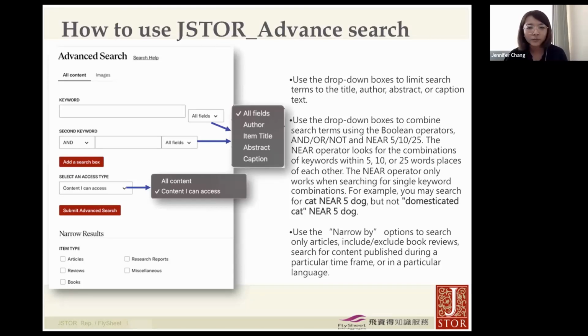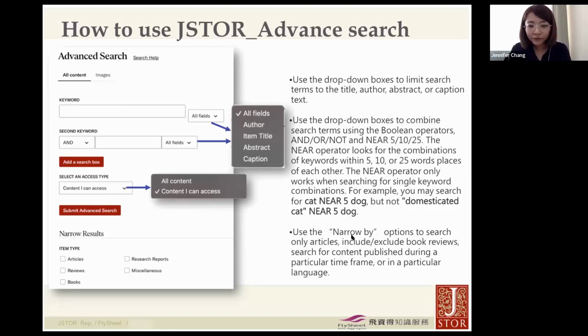The near operator only works when searching for single keyword combinations. For example, you may search for cat near 5 dog, but not domesticated cat near 5 dogs. I believe the users, or the students or the faculty, might have search classes which are more professional than I did. So I'm not going to do too much explanation in this part.